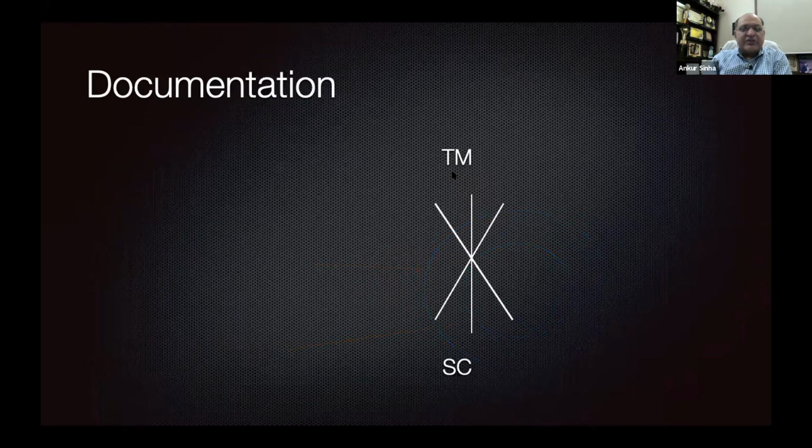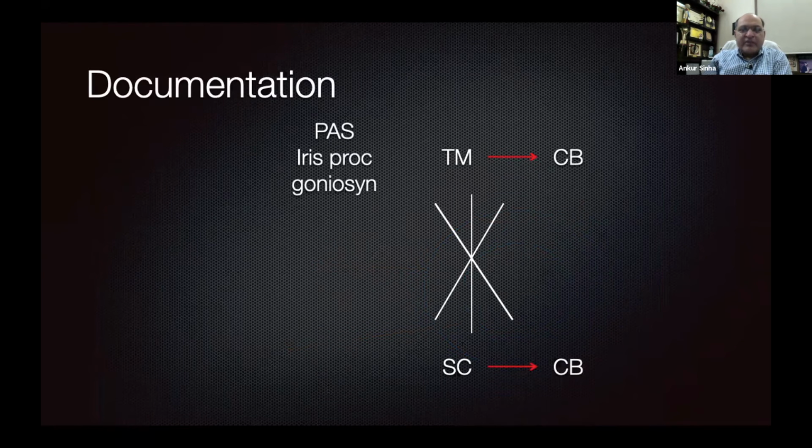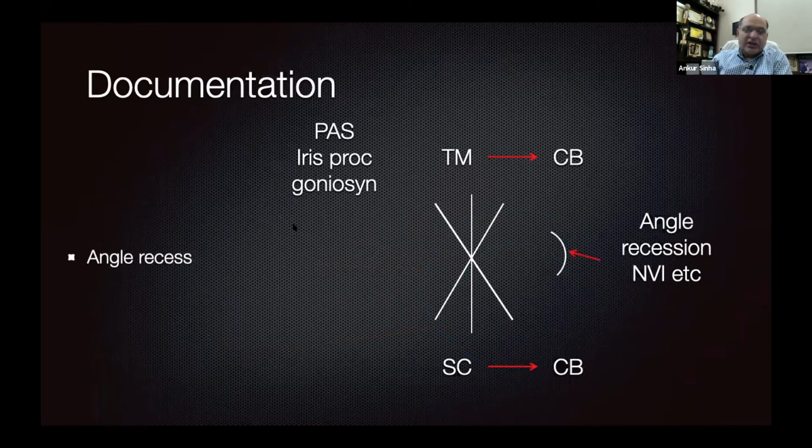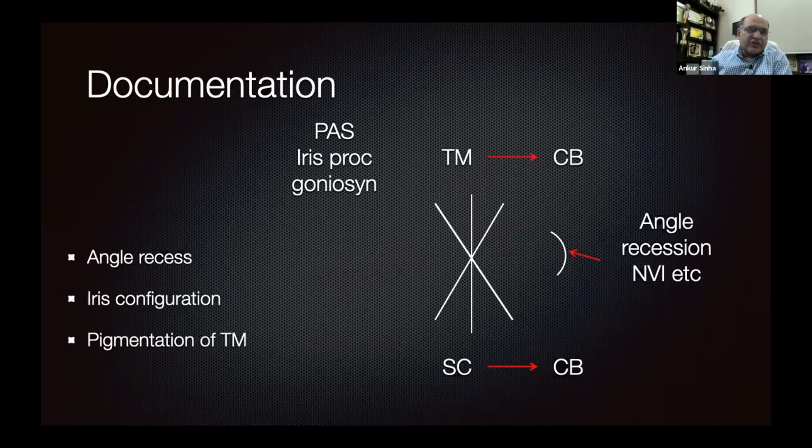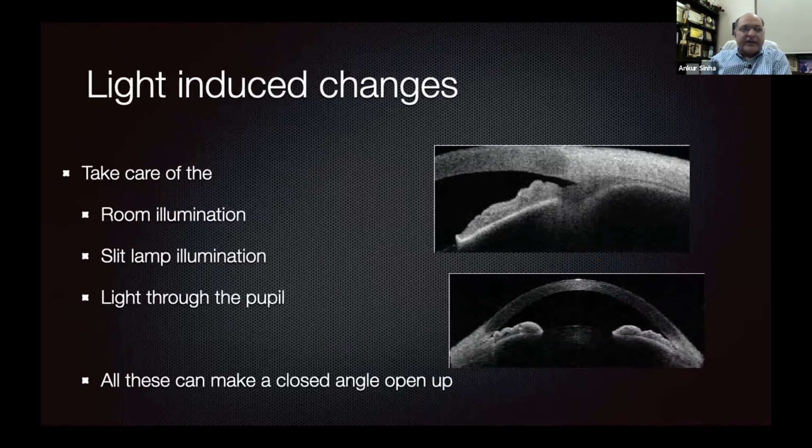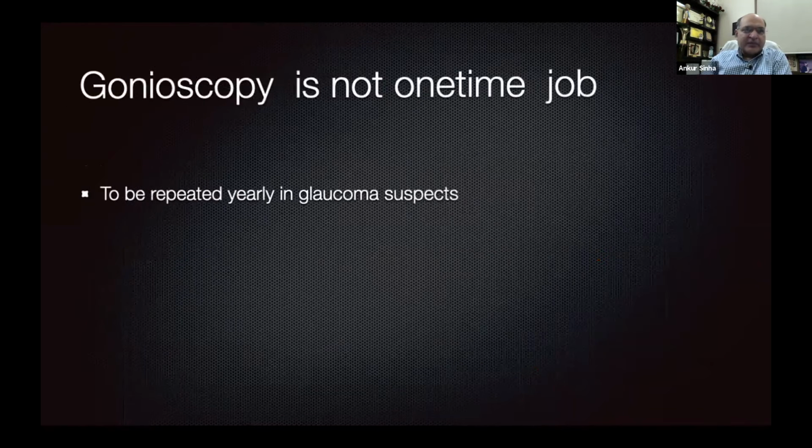Like TM means trabecular meshwork is being seen, and SC is the posterior one-third of trabecular meshwork seen. And on manipulation, it opens to CB, that is the ciliary body band, and then we write whatever we see as iris processes, PAS, goniosynechiae, angle recession, NVI, etc. We also take note of angle recess, iris configuration, and documentation of pigmentation of trabecular meshwork. Take care of light-induced changes, because light causes constriction of the pupil and the angles may actually open up.